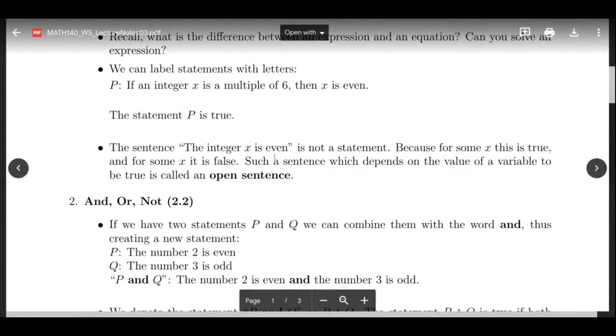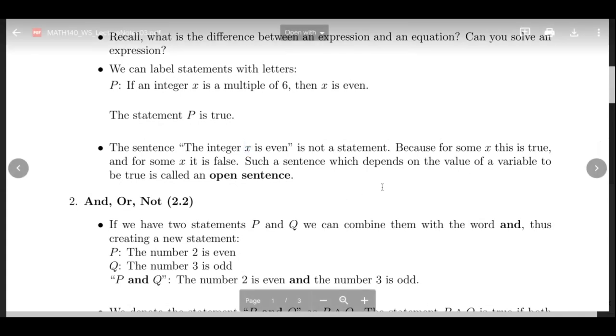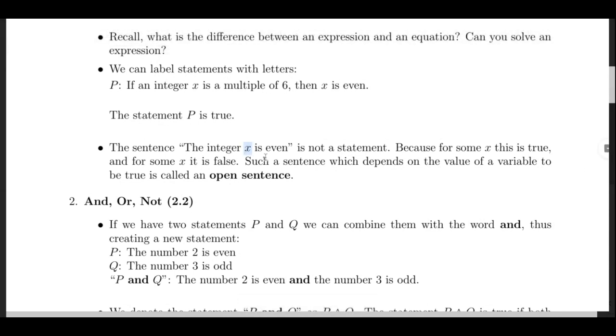The sentence "the integer x is even" is not a statement, right? Because we don't know x. We don't know if this statement is true or false, because x is a variable. For some x, this is true. If x is an even number, the statement will be true. But if x is an odd number, the statement will be false. So we wouldn't call this a statement.